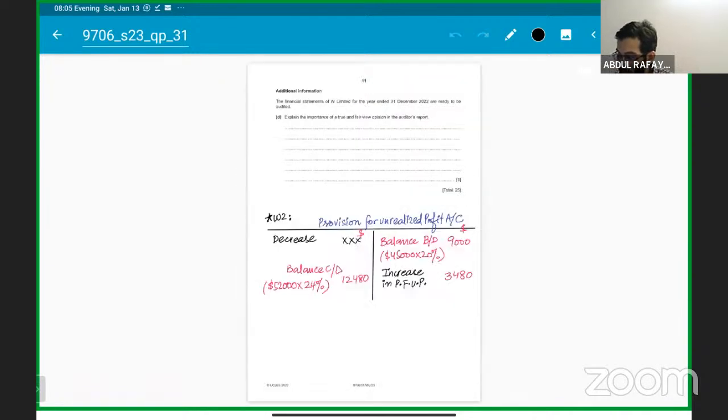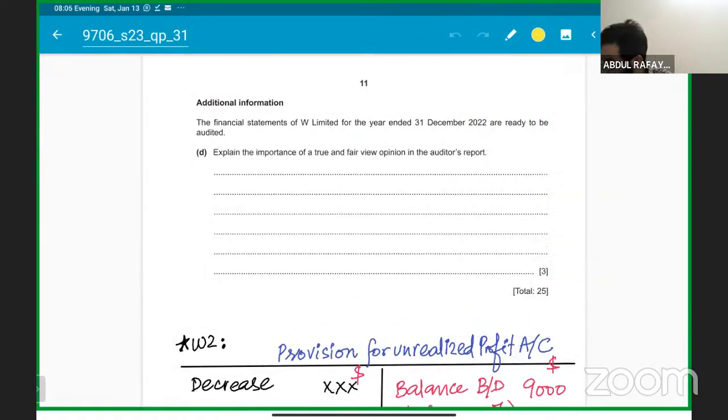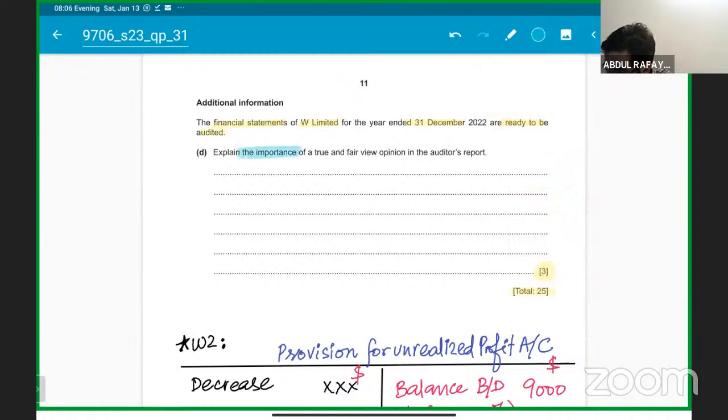Once we are done with this, it's a 3 mark auditing question, as we have talked about, that this topic will come in simple parts. So 3 marks: the financial statements of W Limited, for the year ended, are ready to be audited. Explain the importance of true and fair view opinion in the auditor's report. So they're asking, just write down a couple of important points on what the importance of true and fair view is in the auditor's report.